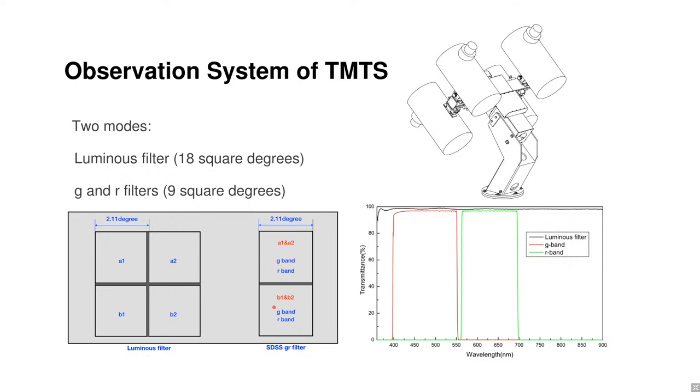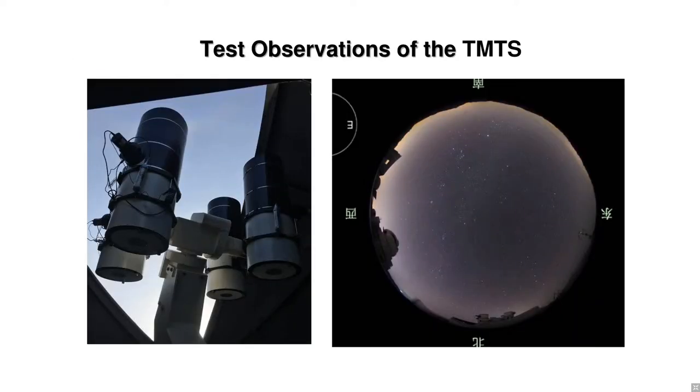In that case, we can have the GMR and color at the same time for all of the objects that we monitored. So that's the picture of our telescopes. Actually, that's a hood. We install a hood to reduce the effect from the moonlight.